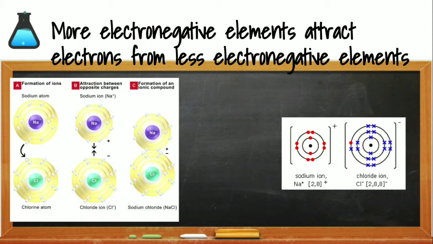In a bond, it is always true that the more electronegative element will pull the electrons towards its nucleus, while the less electronegative element will release its valence electron. So in a bond between sodium and chlorine, the more electronegative chlorine pulls on sodium's valence electron.